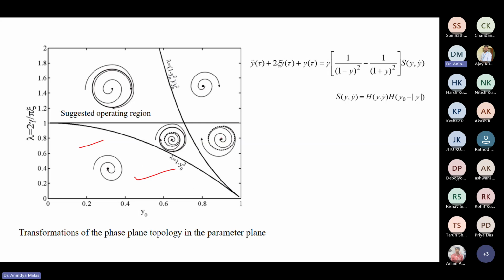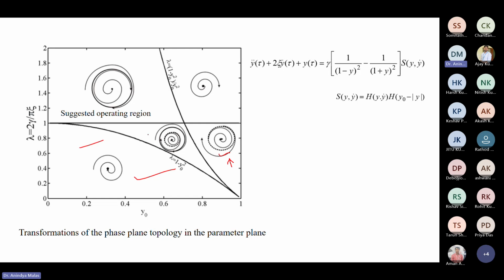On the other hand, if you consider this region, you can see there is a closed circle, but it is a dotted circle. That dotted circle means it is an unstable limit cycle. That means unstable oscillation. You cannot generate it in actual practical application. It is present theoretically, so this is not desirable. This unstable limit cycle is not desirable. It will actually hamper the system.